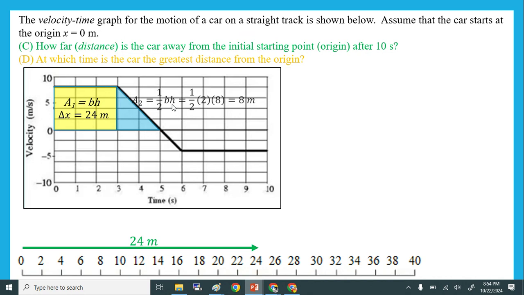But the area of a triangle is just 1/2 times base times height. Here the base is 2 because it goes from 3 to 4 to 5, which is 2. But then the height is actually 8. It would be 2, 4, 6, and 8. So make sure you count the interval correctly. So 1/2 times base times height is just 1/2 times 2 times 8. The 2 and the half will cancel out. It will leave me a positive value of 8. So it's going to move an additional 8 meters to the right.